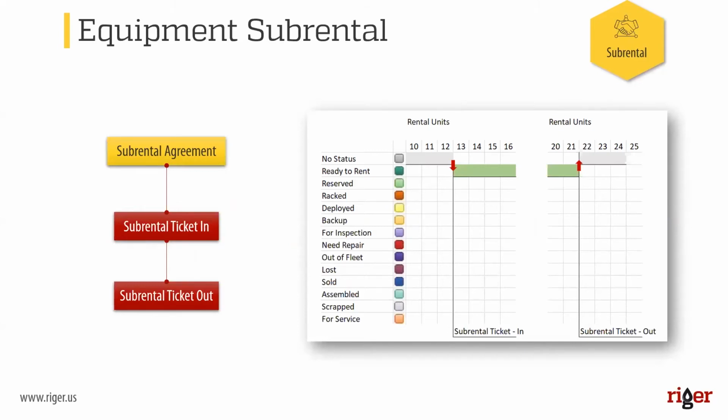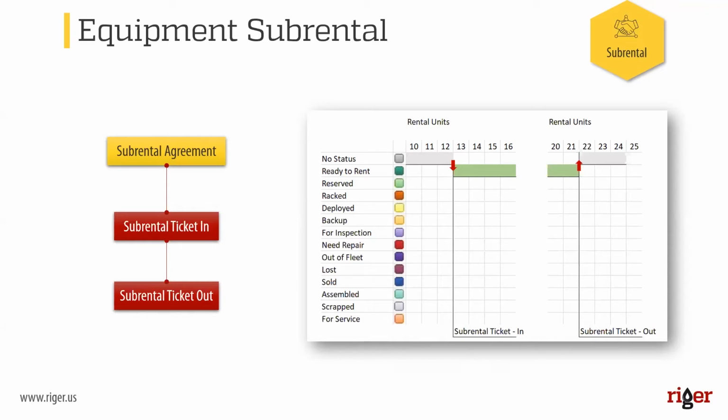So now a few words about each of these modules. So Subrental module, as I said, is responsible for tracking the external equipment provided by external vendors. And we have three documents in this module: Subrental agreement, which is the general agreement with the vendor to use their equipment under specific conditions, meaning prices and terms and time ranges.